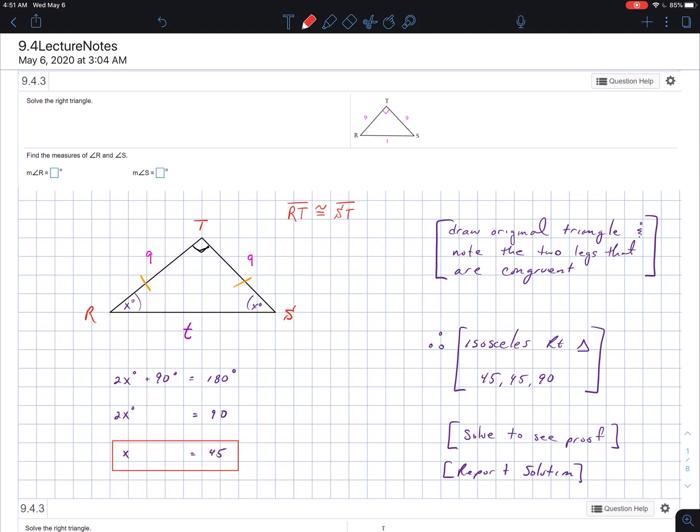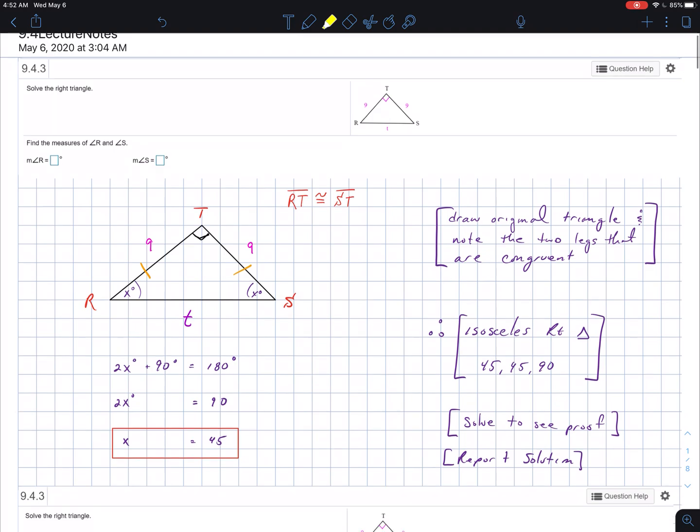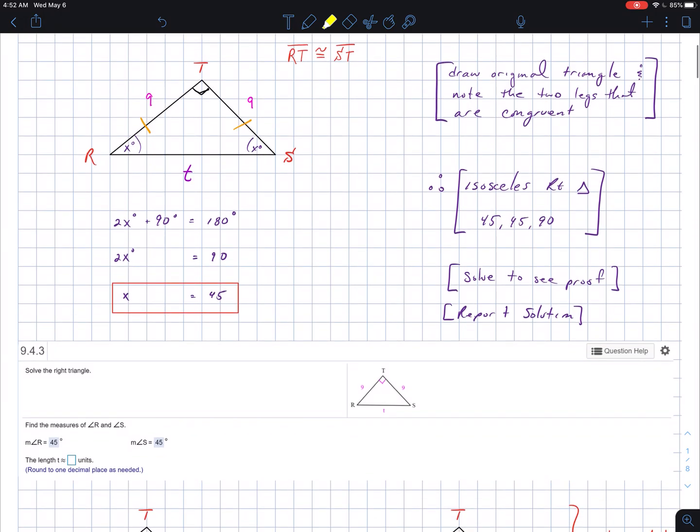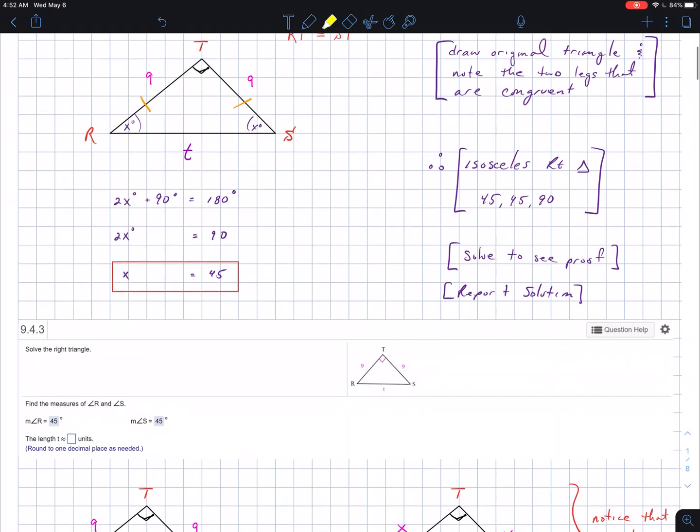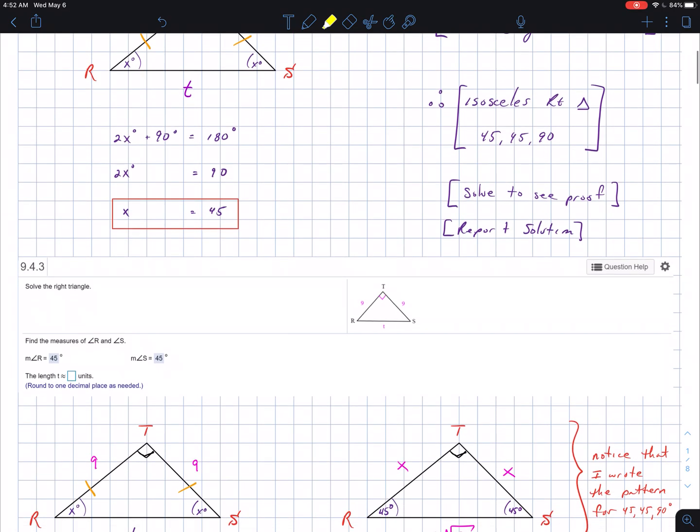Because they're both 9 units in length. So that means we have an isosceles right triangle. And if we actually solve it out, then we know that we are now dealing with a 45, 45, 90. And that's the important component to realize. Like keep everything in the back of your head that we've learned, okay? So we now know that the angle is 45. It asks us for the length.